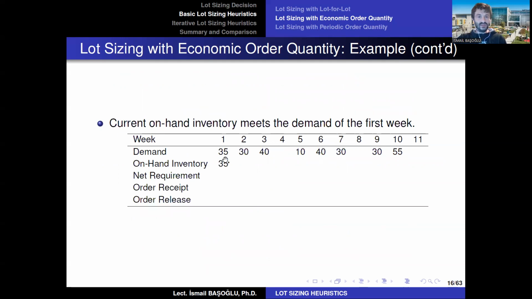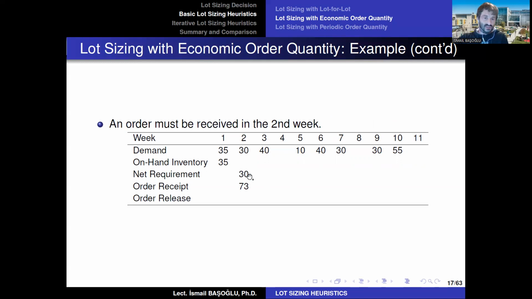Now we know that in the first week, the demand will be met by the initial inventory of 35 units. So there will be no net requirement in the first week. The first net requirement will be observed in the second week as 30 units, okay? Because there will be no on-hand inventory carried from the first week to the next, and all of the demand will be creating a net requirement here of 30 units.